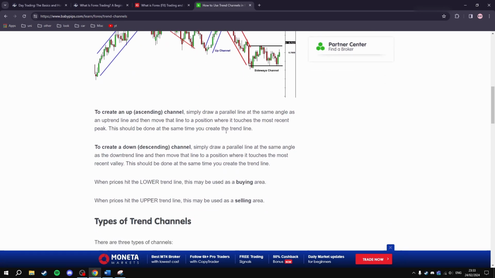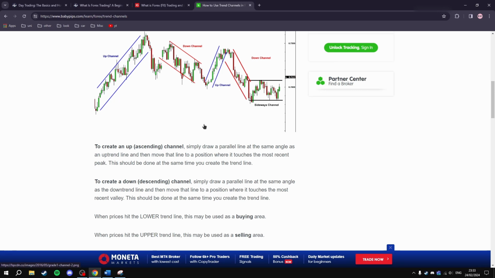When prices hit the lower trend line, this may be used as a buying area, so this bit here, or this bit here. When prices hit the upper trend line, or this bit here, or this bit here, this may be used as a selling area. Because if you buy here, then it will go up like that, but if it hits here, then sell, and then the price drops. Same with this one, so you sell here, price drops, if you buy here, then price rises.